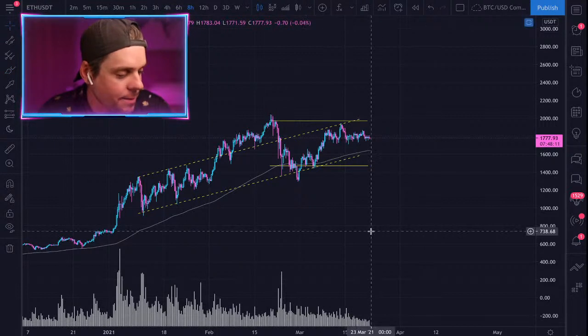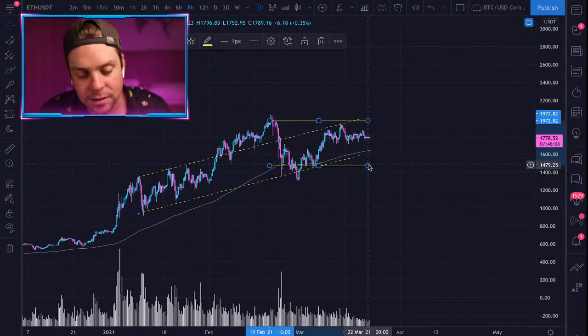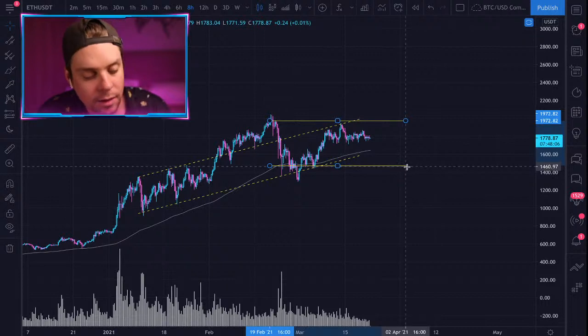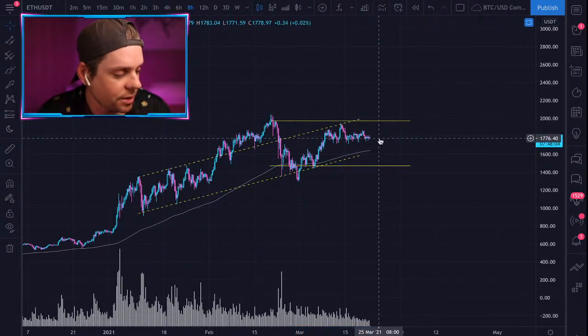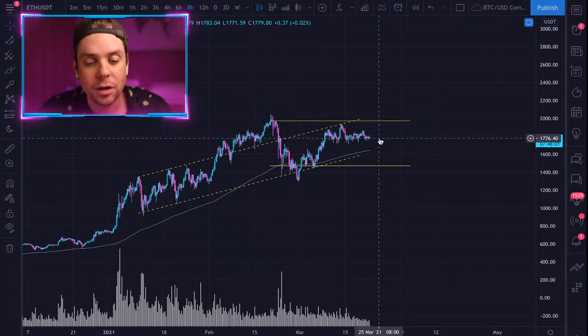A lot of people are very impatient on this asset because it hasn't been performing as well. But I think that Ethereum's been doing just fine. Lots of adoption, lots of development. There's nothing wrong with Ethereum.